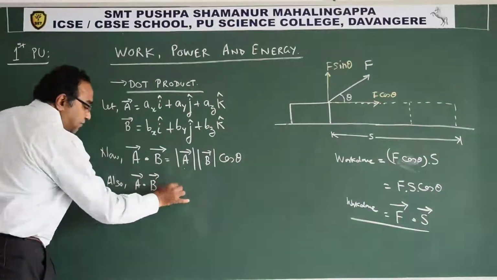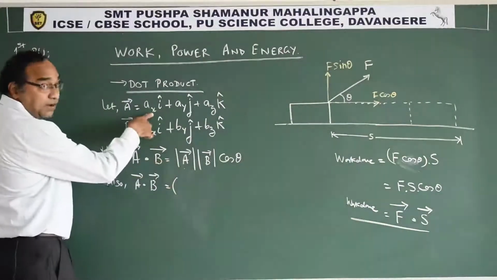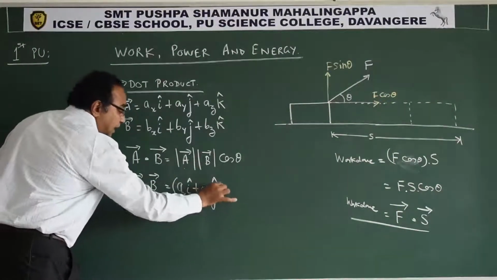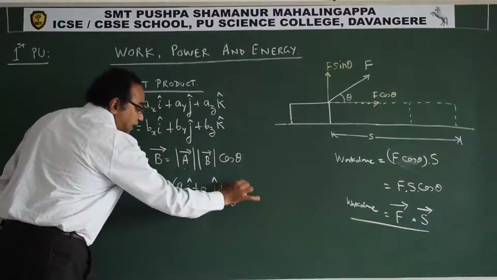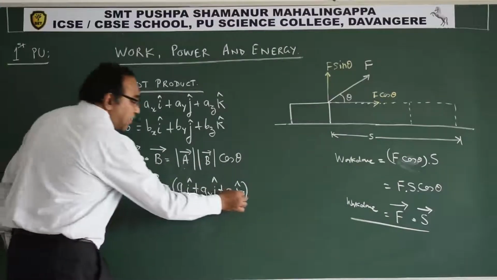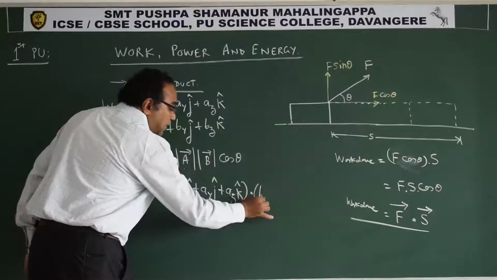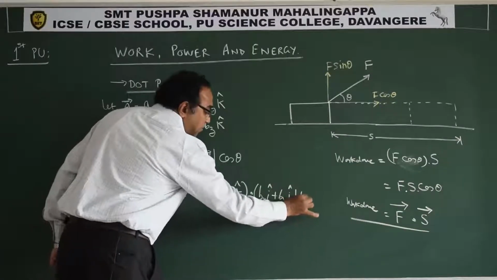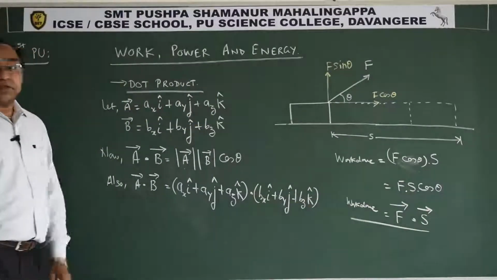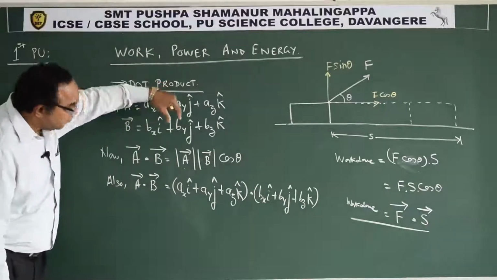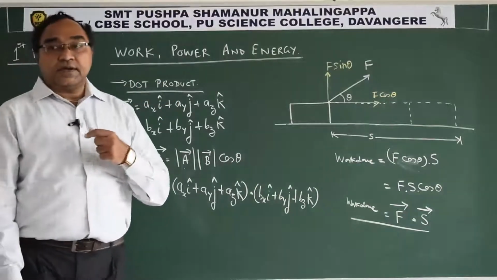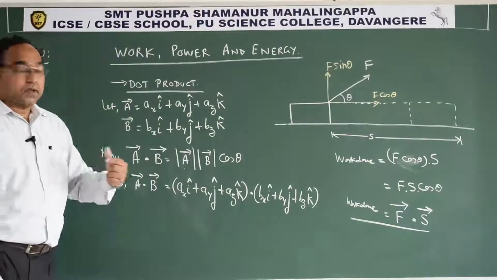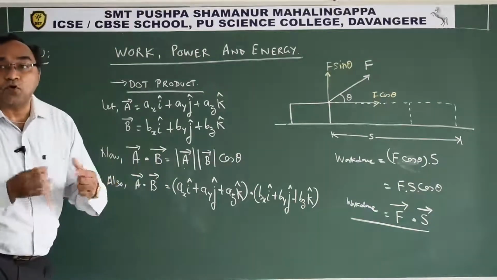Also, we can write A dot B in vector form as ax i cap plus ay j cap plus az k cap, dot, and then the B vector, bx i plus by j plus bz k. This is what we have as A dot B. When we substitute the values of A vector and B vector, the next step is to apply the distributive property and open up the brackets.